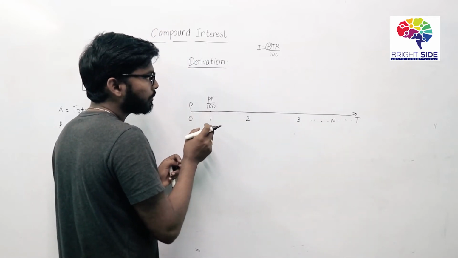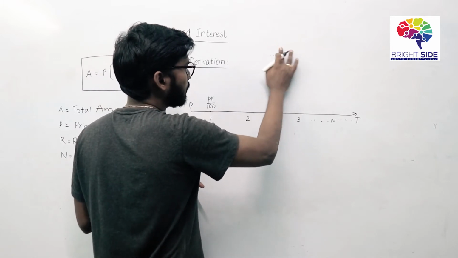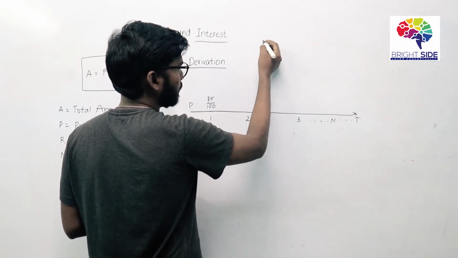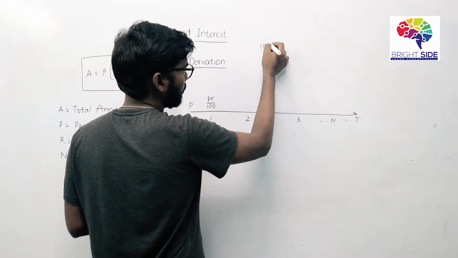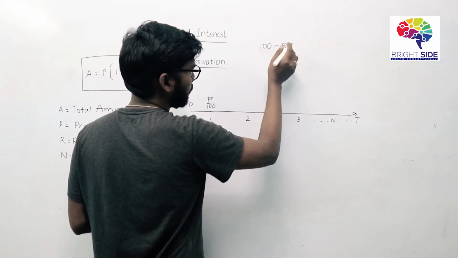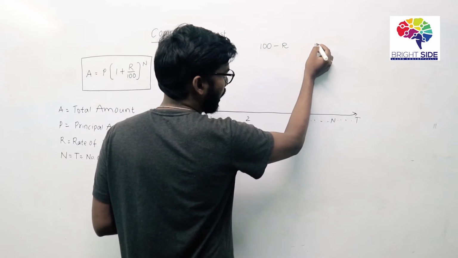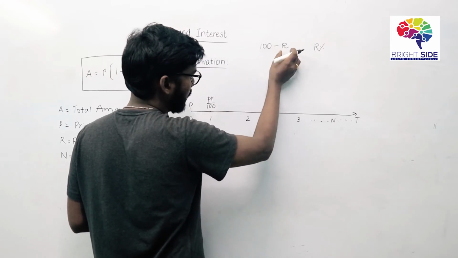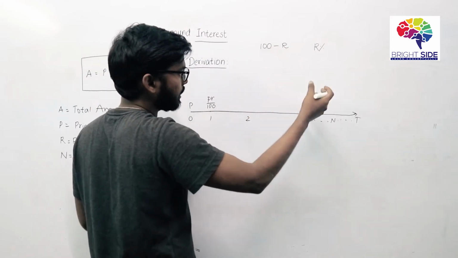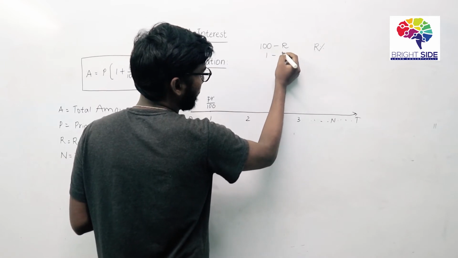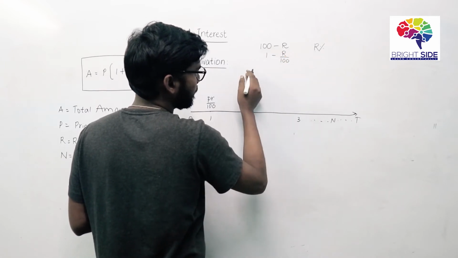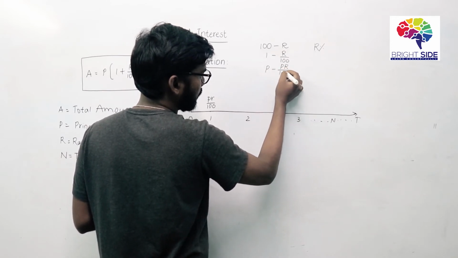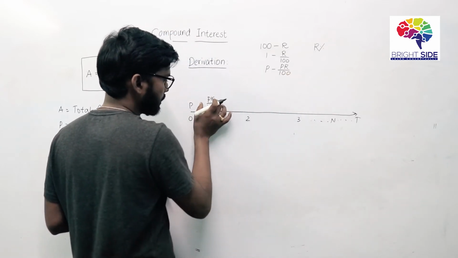Or else I will not take this. Why to confuse you at all? So we'll start with the basic one. For 100 rupees, R amount of rupees is the interest. That is what R percent rate of interest means. For 100 rupees, R amount of rupees is interest. So for 1 rupee, the interest will be R by 100. For P amount of rupees, PR by 100. This is for 1 year. That is how we got this one.